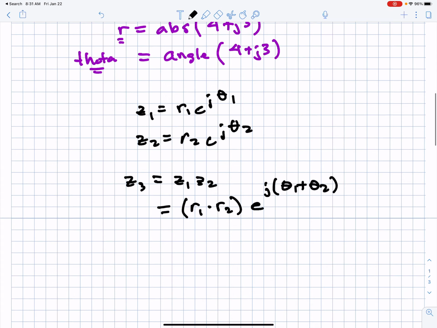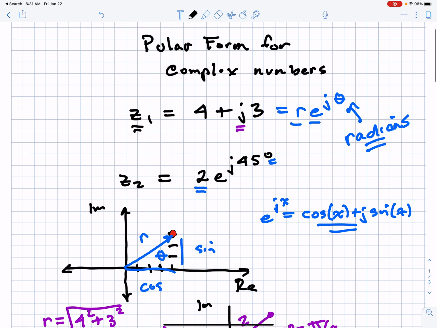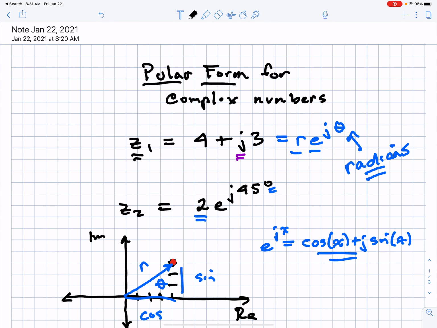Okay. So hopefully that's enough of a hint to get you working through the polar form problems on the homework.